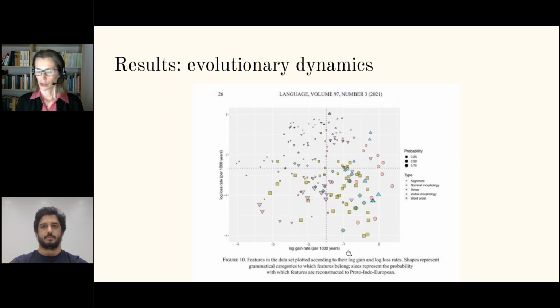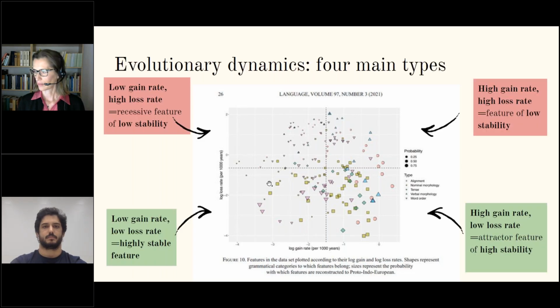Okay. So if we look at this graph that shows the evolutionary dynamics, here all features are plotted according to the log gain and loss rates, which means the time spent in millennia in a specific feature before leaving it. To make this clearer, I have added some boxes here. We can distinguish four types. Two unstable types that are red here, of which one type is seldom gained and frequently lost, and one is more frequently gained but also frequently lost. And then among the stable types, the green here, we have features that are seldom gained and lost, and another type that is often gained and seldom lost.